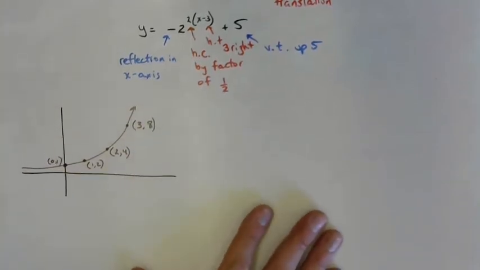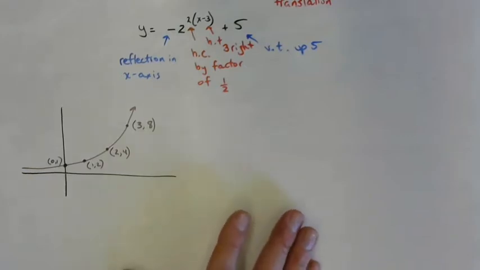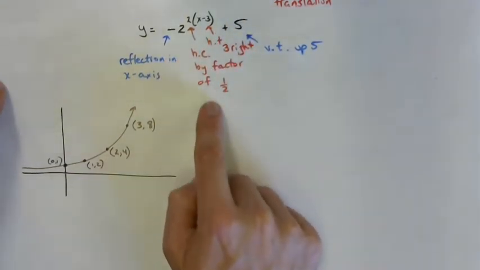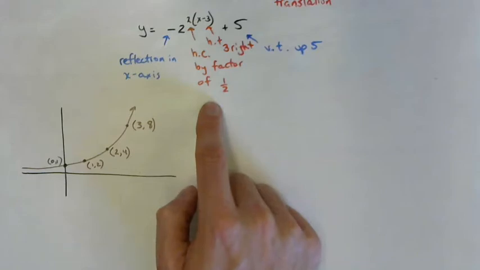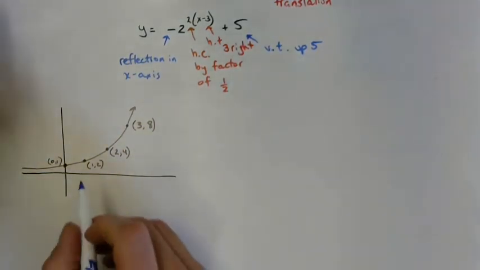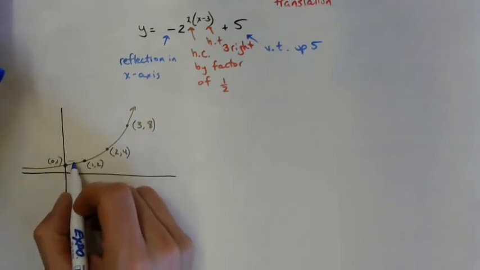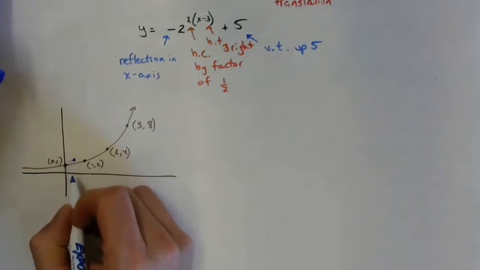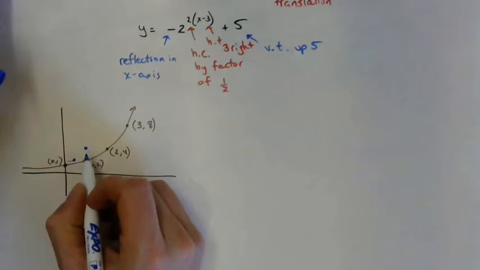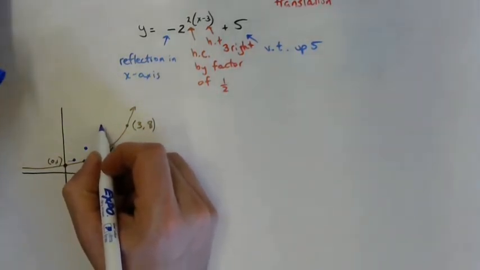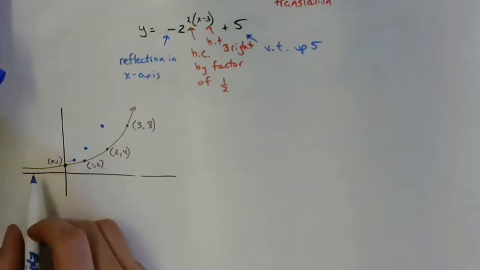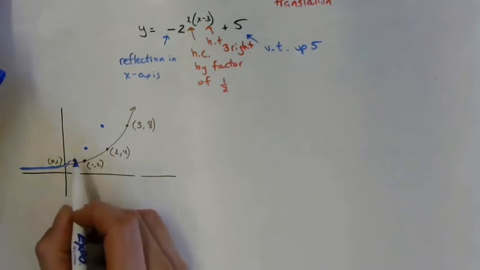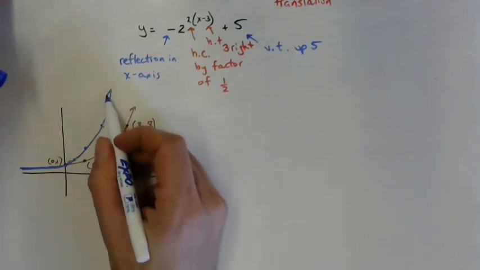The first thing we want to do to this is show it compressed horizontally. So we're going to do k first. We're going to compress it horizontally, so every x-coordinate is going to be cut in half with respect to the y-axis. Instead of going through 1, 2, you're going to go through 1, 1. Instead of 2, 4, you're going to go through 2, 2. Instead of 3, 8, you're going to go through 3, 4. Okay?